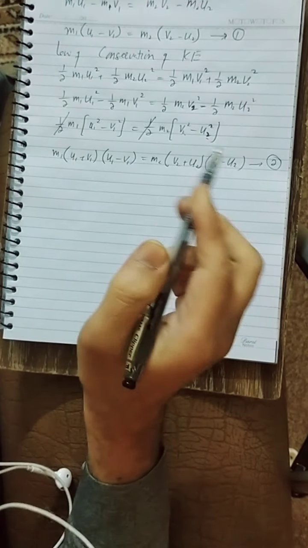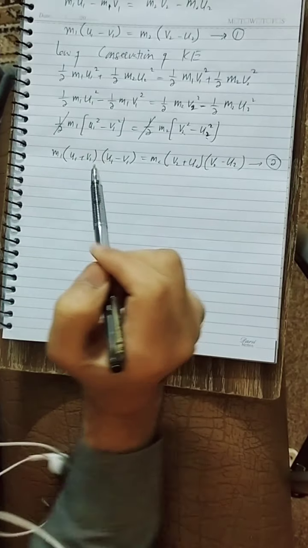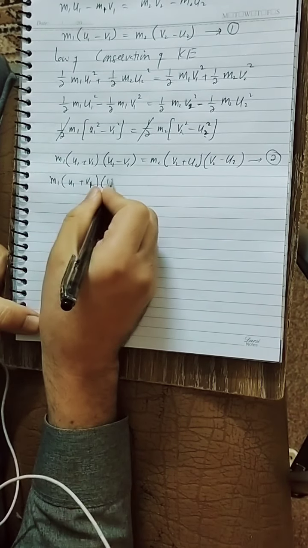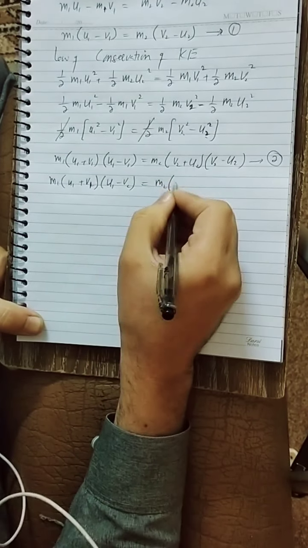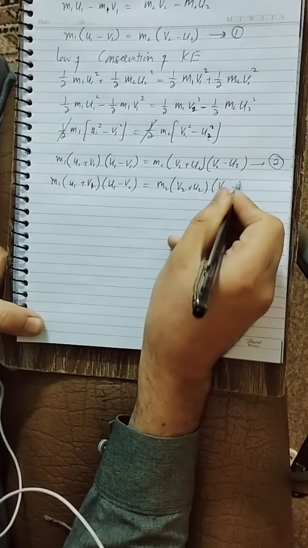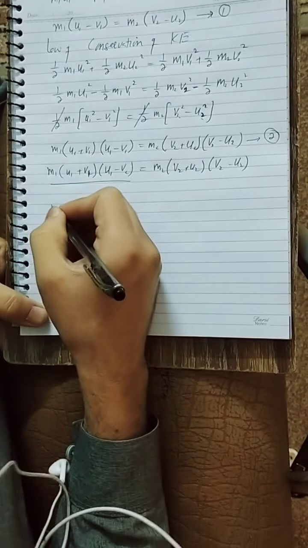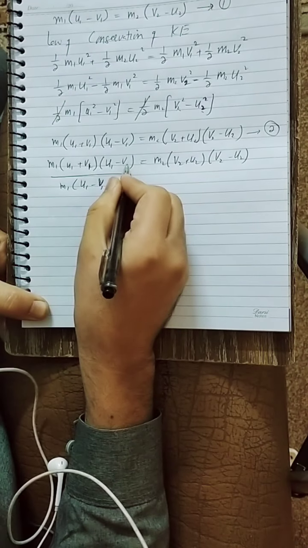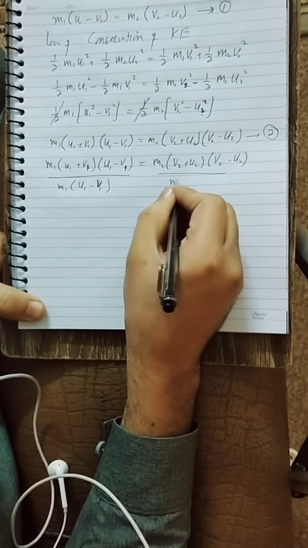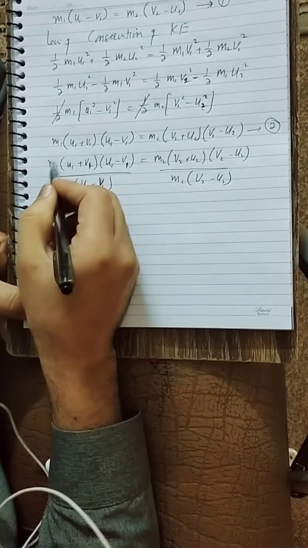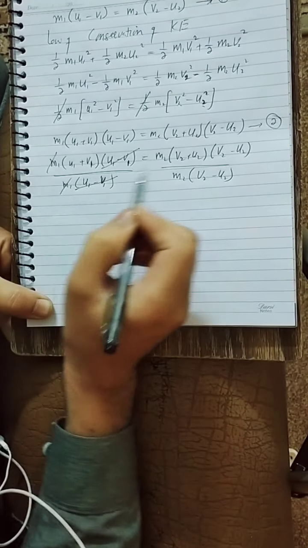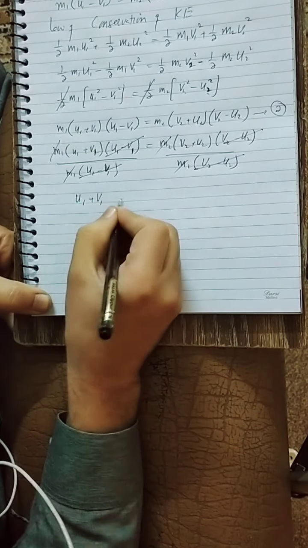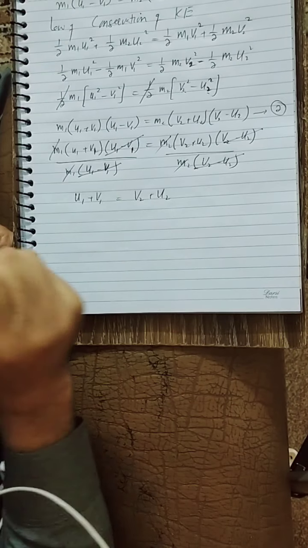Now divide equation number 2 by equation number 1. What is equation number 1? m1 into u1 minus v1, and equation number 1 is m2 into v2 minus u2. Okay, m1 and m1 will be cancelled here, u1 minus v1 cancelled, v2 minus u2 cancelled, m2 cancelled. So what we get is u1 plus v1 is equal to v2 plus u2. Okay, we get this equation.